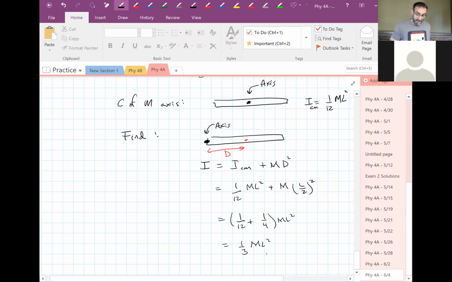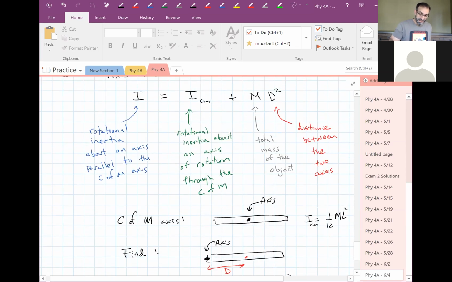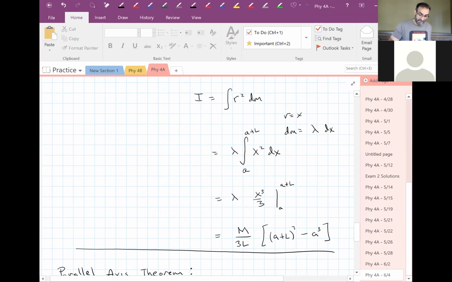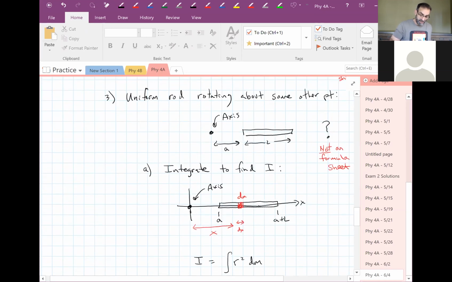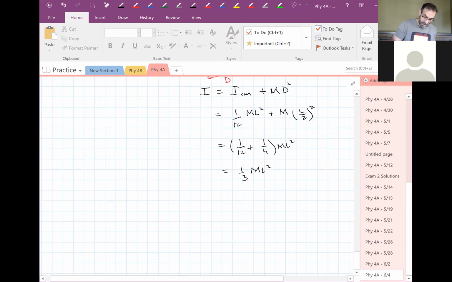Okay, now we're getting some confidence, right? We know that at least in this case, it worked very nicely. Let's do one more where we know the answer. It's not in the book, right? This one. We just did this one with the rod rotating about a point far away from its end point. We could do that one now.